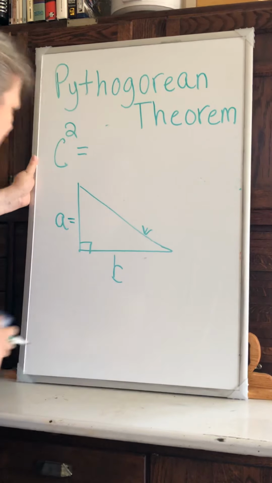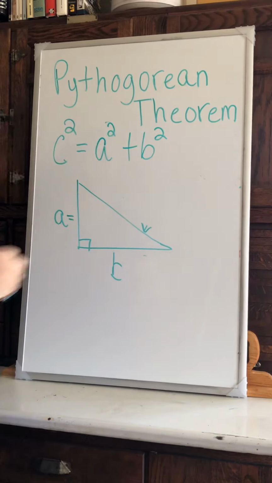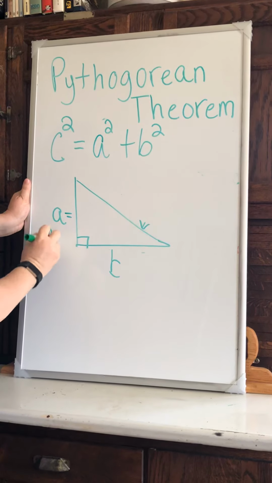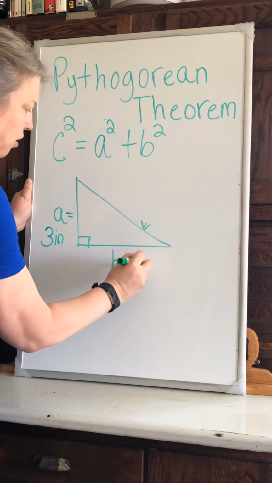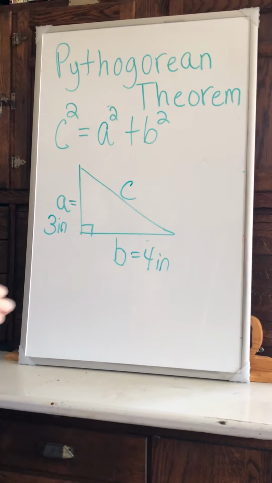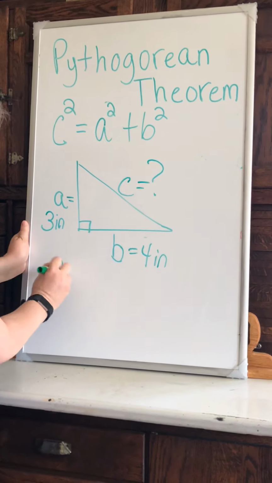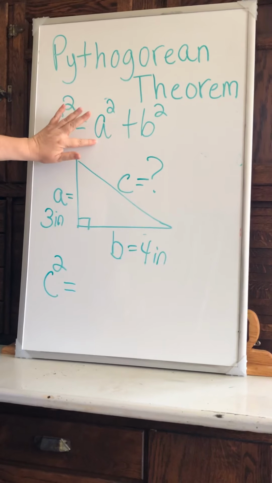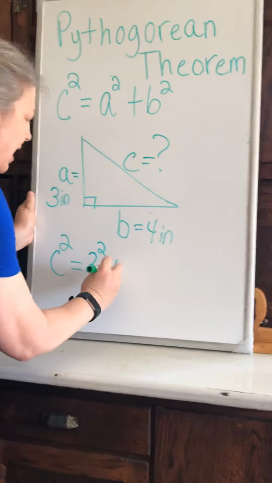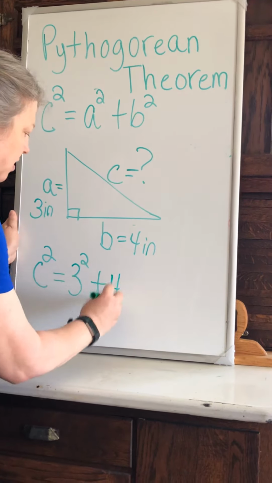And we're going to go with the numbers A equals 3 inches, and B equals 4 inches. And now we still don't know what C is though, okay? All right, so we're going to write C squared, and it says A squared. So we're going to fill in that 3 where the A is, so 3 squared, plus B squared is going to be 4 squared now.